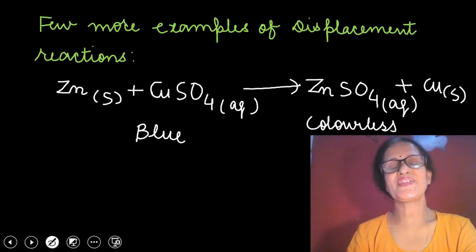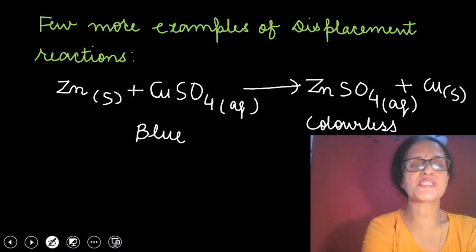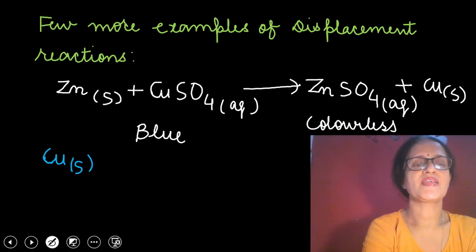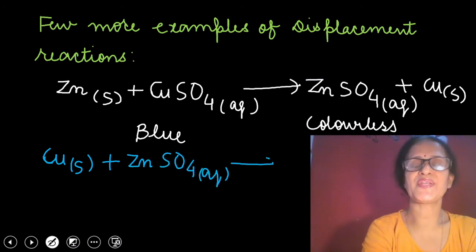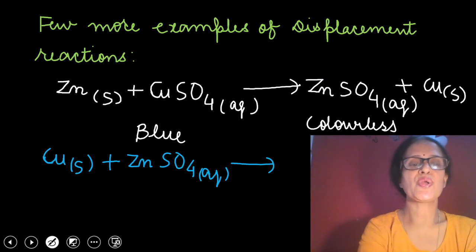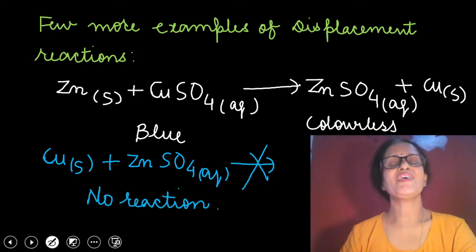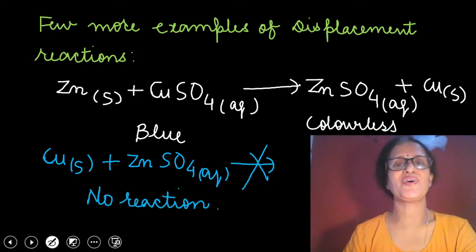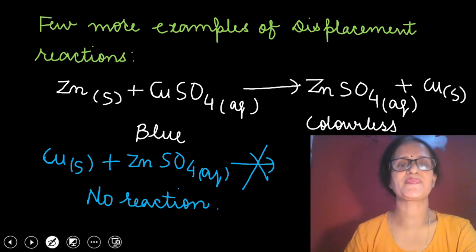Now if you look at the reverse reaction, I mean to say if copper is added to zinc sulfate solution, I know that you are able to answer correctly. This reaction will not take place. Why will this reaction not take place? Because copper being less reactive than zinc cannot displace zinc from its salt solution. So no reaction. Now I will discuss one more example of displacement reaction.